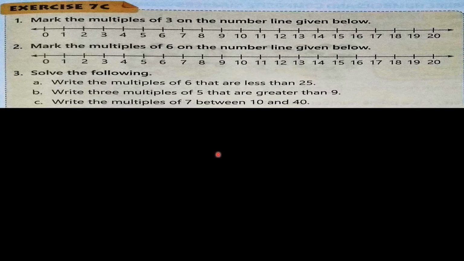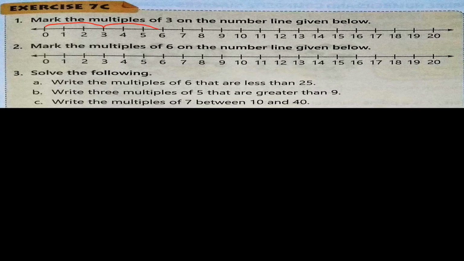Now let's do the exercise. Read the question. What is the question? Mark the multiples of 3 on the given number line below. So here we need to mark the table of 3, the multiples of 3. That means we have to keep counting by 3. We'll start from 0. So 0, 1, 2, 3. Just jump on 3. Then again 1, 2, 3.